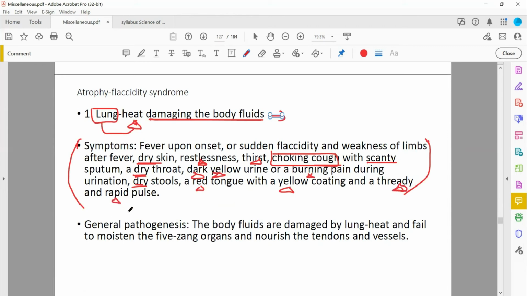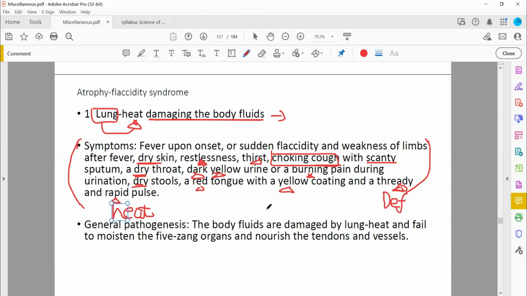When we talk about yin deficiency, it will be red tongue, scanty coating, thready, rapid pulse. Thready means deficient, a very weak pulse. Rapid means heat. So that means there's deficient heat. Deficient heat could be yin is damaged, could be yin deficiency, but this one is not yin deficiency.